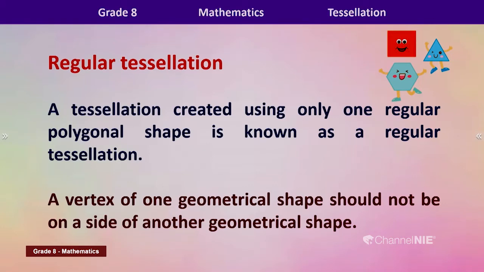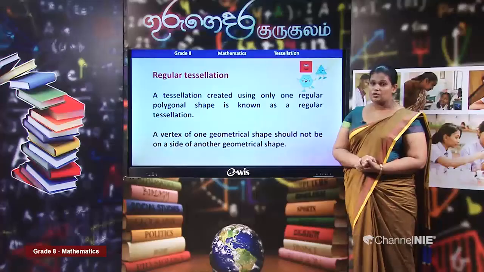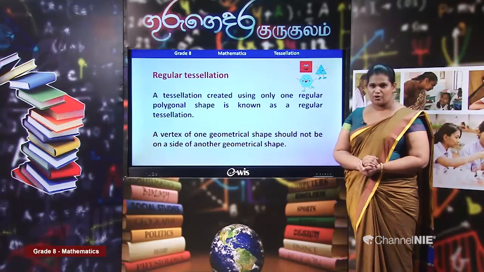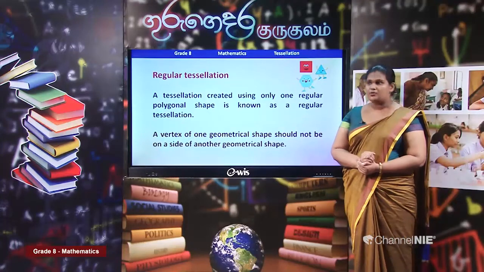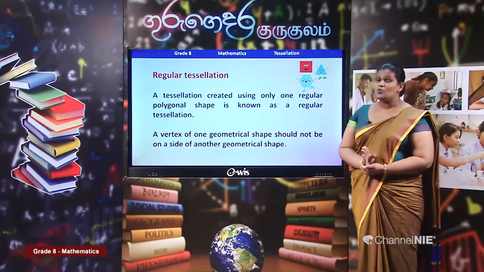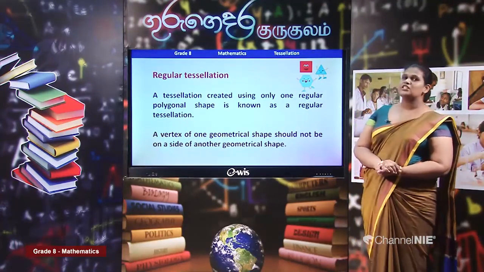I will say it once again. A tessellation created using only one regular polygonal shape is known as a regular tessellation. And we say a vertex of one geometrical shape should not be on a side of another geometrical shape. I am going to discuss the second point later on. So, we will take the first point, that is a tessellation created using only one regular polygonal shape.